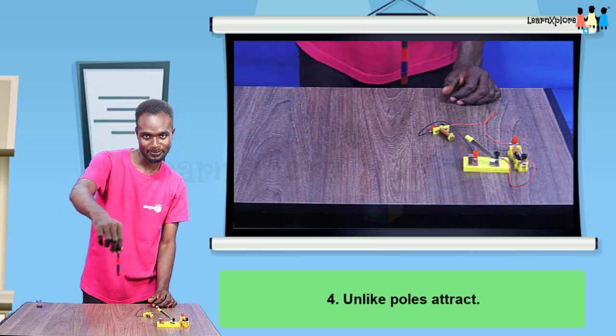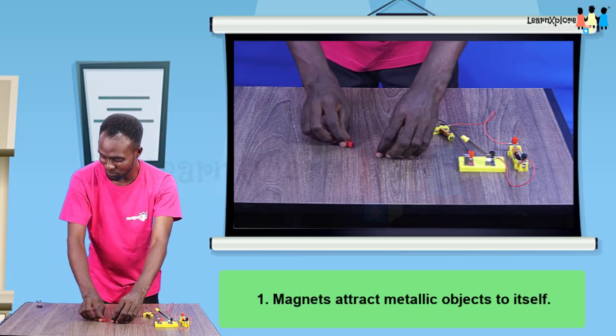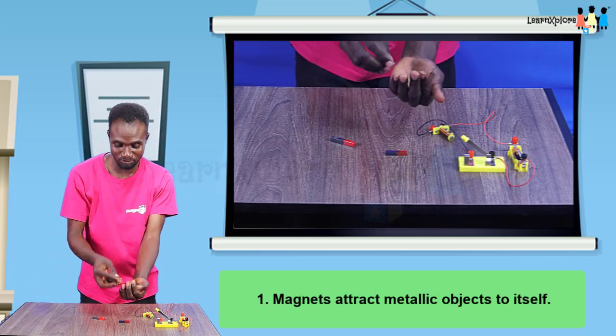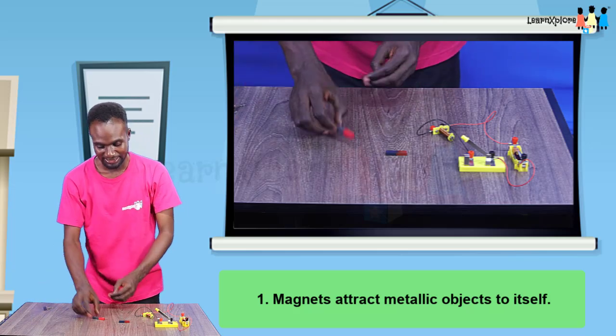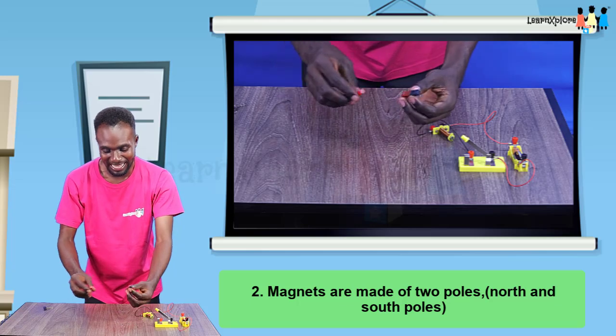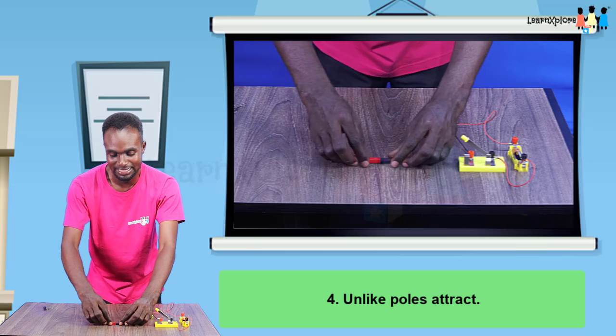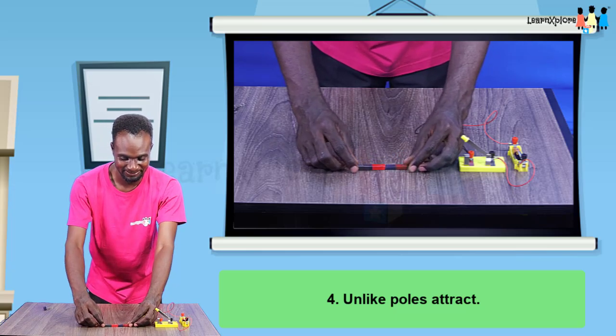Like this. It is attracting each other. Unlike poles attract. So the first property is magnets attract objects to itself. It has two poles, north and south pole. Then like poles repel, and then unlike poles attract, like this.